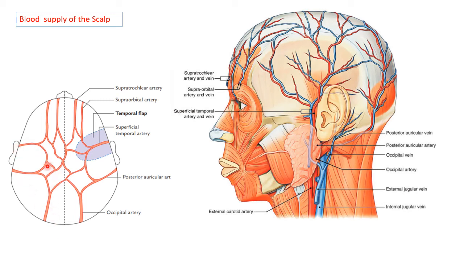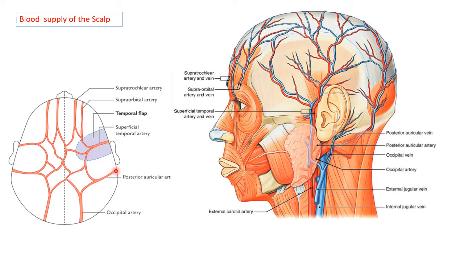Let us see them. This is the supratrochlear artery. Supratrochlear artery is a branch of the ophthalmic artery from the internal carotid artery. And this is the supraorbital artery, also a branch of the ophthalmic artery from the internal carotid artery. And then comes the superficial temporal artery, a branch of the external carotid artery.